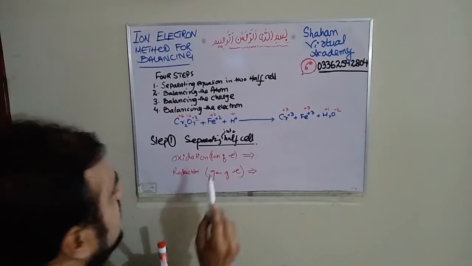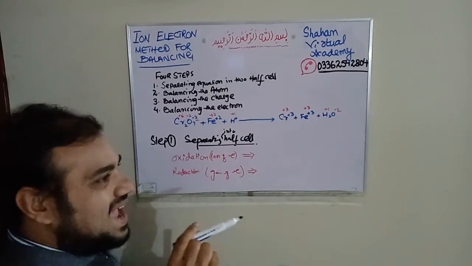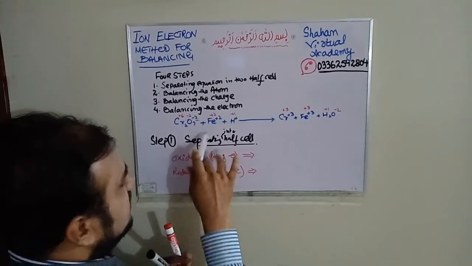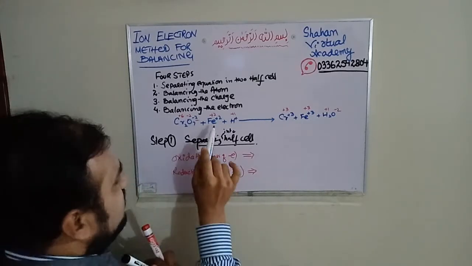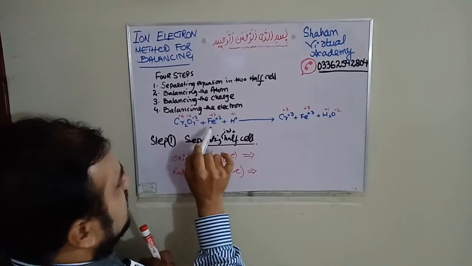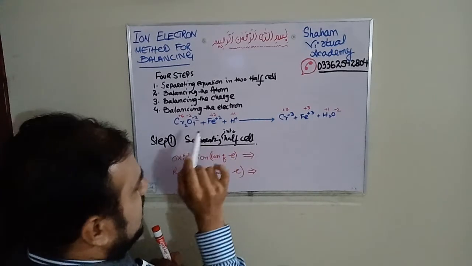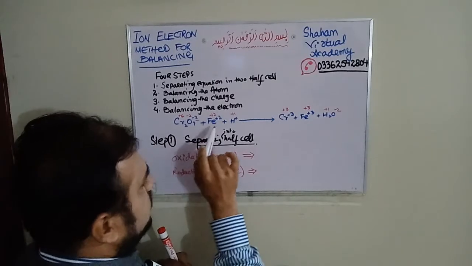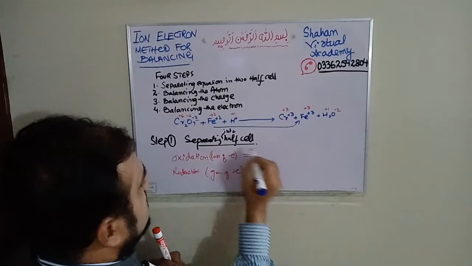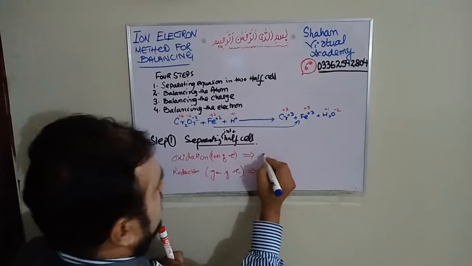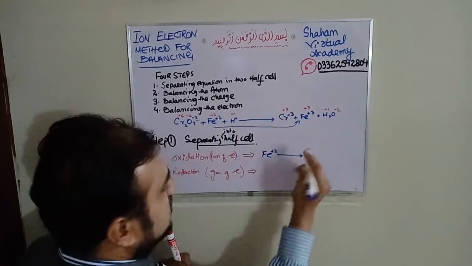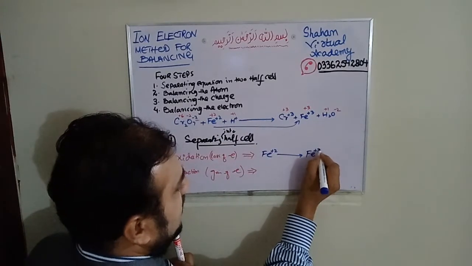You just focus on which ions or which atoms gain electrons or lose electrons. Here you see that the positive 2 charge on iron loses one electron from its octet, so that's why it becomes positive 3. This means it is in the oxidation state. So we extract this from the equation and write it separately.